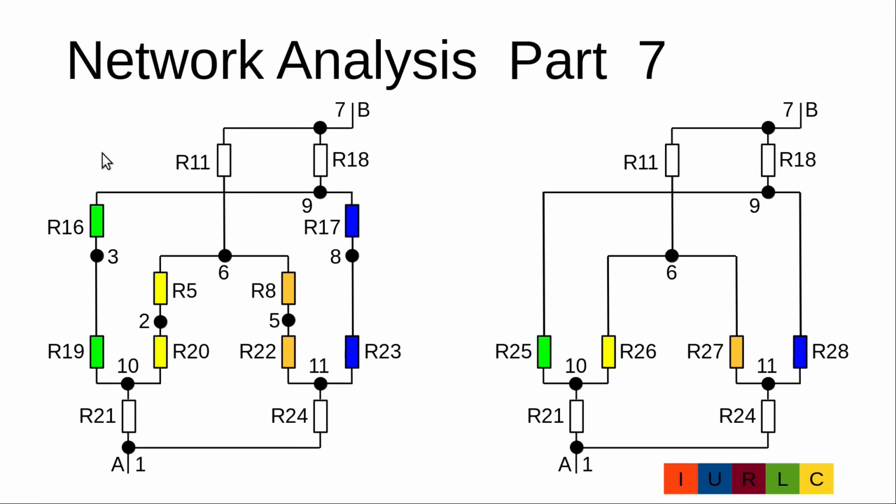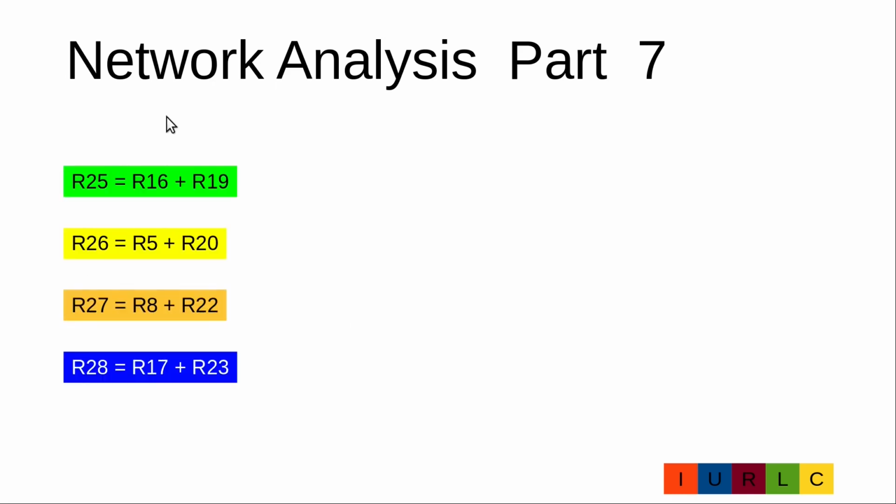Now we have two serial connections, so we will combine R16 and R19 to the new resistor R25, R5 and R20 to the new resistor R26, R8 and R22 to the new resistor R27, and R17 and R23 to the new resistor R28. Here are the formulas to calculate R25, R26, R27 and R28.